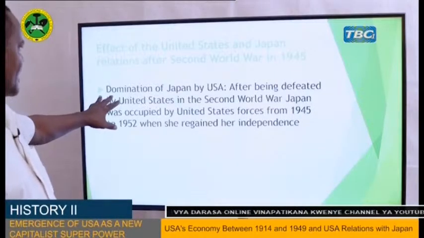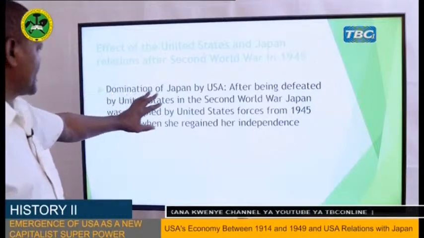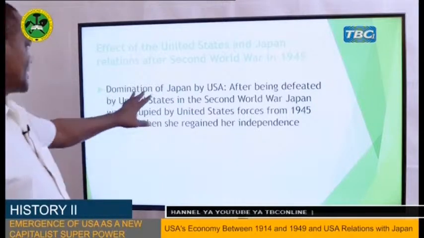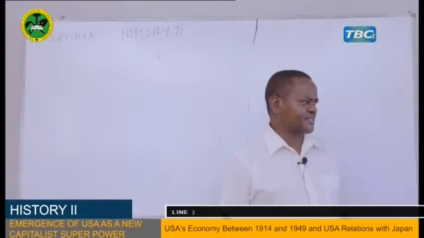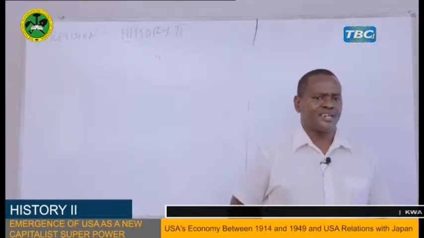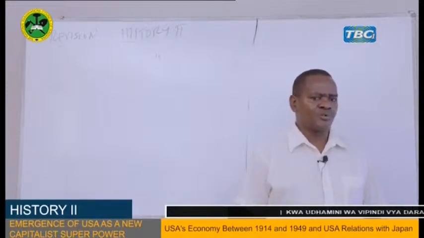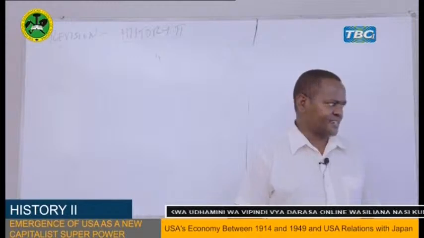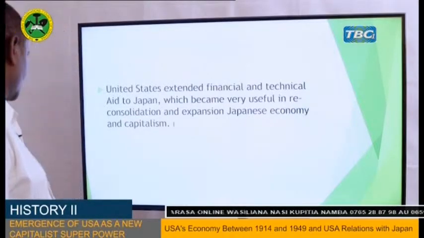First of all, the effects of United States relations with Japan. One, domination of Japan by USA. Japan was dominated by the United States from 1945 to 1952, and in fact it was put under the American general called General Douglas MacArthur, who was the supreme commander of the Allied forces in the Pacific, and it was occupied from 1945 to 1952.